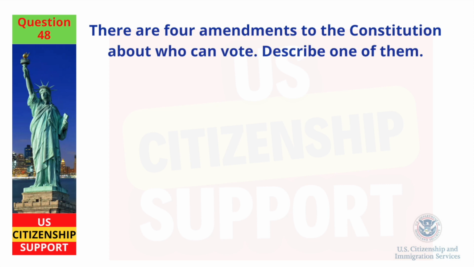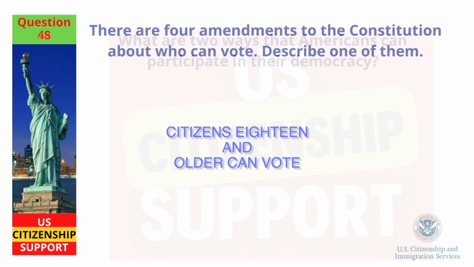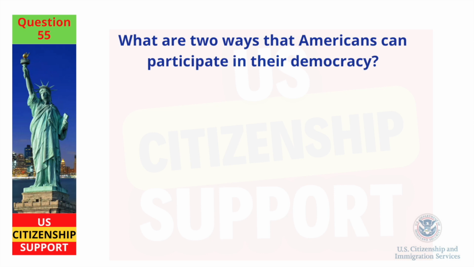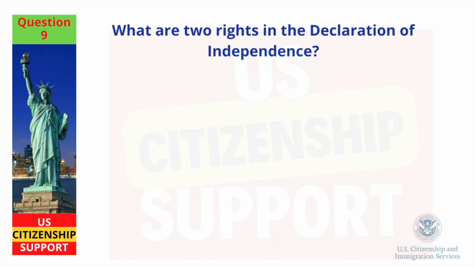There are 4 amendments to the Constitution about who can vote. Describe one of them. Citizens 18 and older can vote. What are 2 ways that Americans can participate in their democracy? Vote, join a political party. What are 2 rights in the Declaration of Independence? Life, liberty.